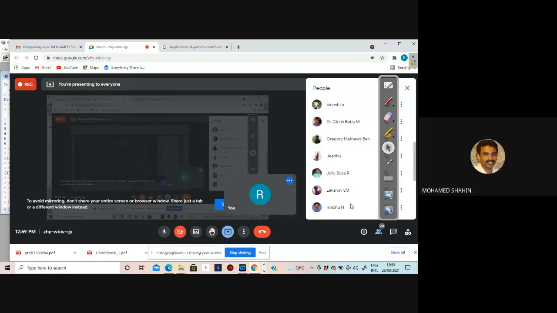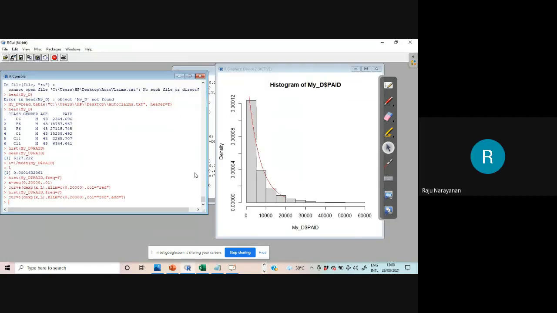Of course, this is a programming language. From the data itself, we can write a program to find the best distribution. Yes, surely. That is what I have done here. First, I have taken my data. Then I have tried a histogram.